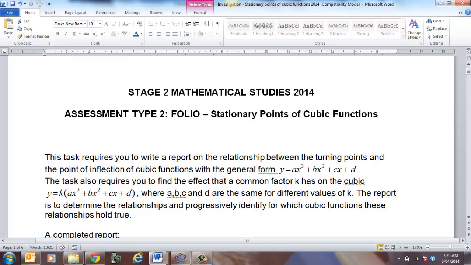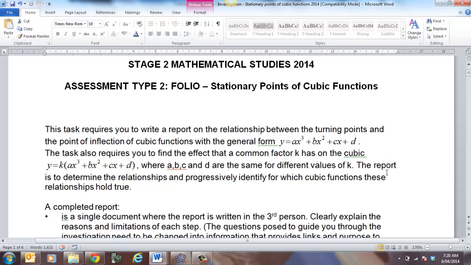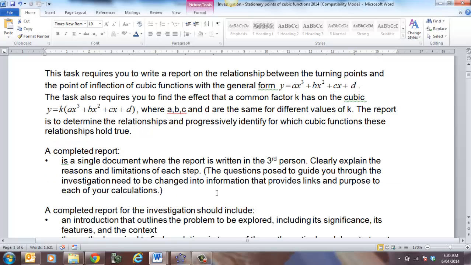functions. So they'll be in the general form of ax cubed plus bx squared plus cx plus d, which is not unusual. So just an extension of that is what happens if you times that by a common factor of k. So that's what we want to do. We want to see what effect the k value does actually have on the particular cubic polynomial.